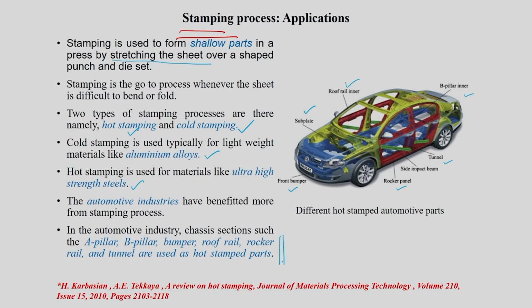This kind of components can be made, let us say, different hot stamped automotive parts are shown here. Similarly, cold stamping is also possible. So this will give you a fair idea of where we stand when we discuss the stamping process. So this is the context.